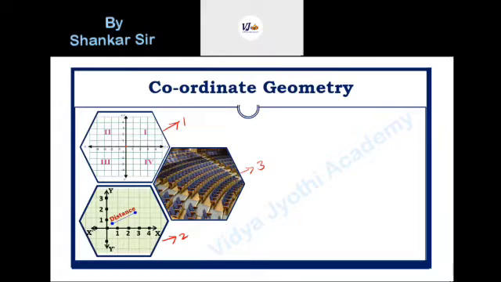In the second picture, the distance between the 2 points is given. Yes, we can find the distance also. You will study this in 10th standard. But anyhow, this is also one use of coordinate geometry: you can find the distance between 2 points. This is A and this is B.